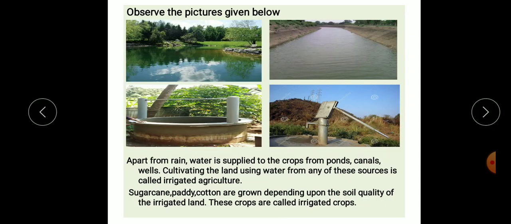Observe the picture given below. Here you can see lake, canals, ponds, wells and tube wells. Apart from rain, water is supplied to the crops from ponds, canals, wells, tube wells. Cultivating the land using water from any of these sources is called irrigated agriculture land. Here in that land, sugarcane, paddy, cotton are grown depending upon the soil quality of the irrigated land. These crops are called irrigated crops.